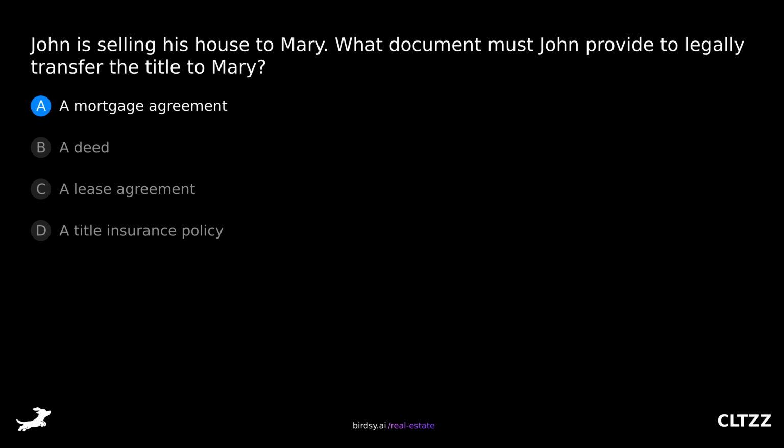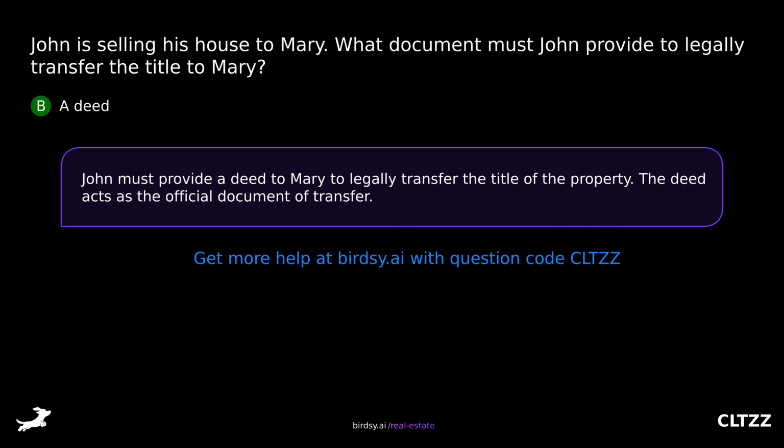Is it A, a mortgage agreement? B, a deed? C, a lease agreement? Or D, a title insurance policy? The answer is B, a deed. John must provide a deed to Mary to legally transfer the title of the property. The deed acts as the official document of transfer.